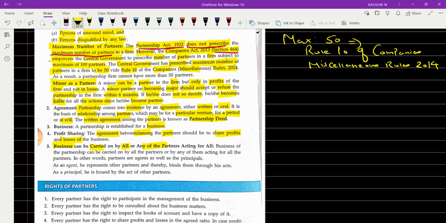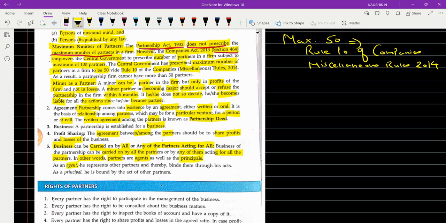And of course, the last point is that business can be carried on by all or any of them acting for all. That's what we discussed in the definition. So what does it say? Business of the partnership can be carried on by all partners, or any of them can act for all the other partners. In other words, what does it mean? A partner is an agent as well as a principal. There's a relationship existing between the partners. That means he is an agent as well as a principal.